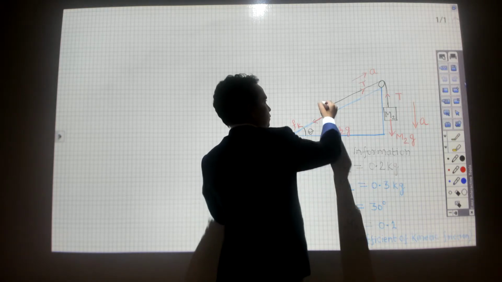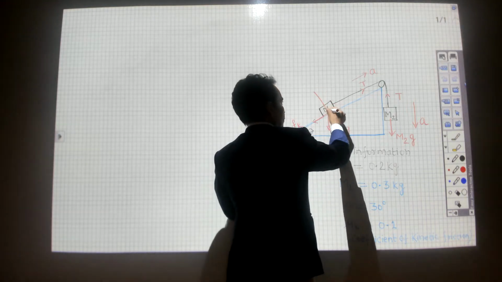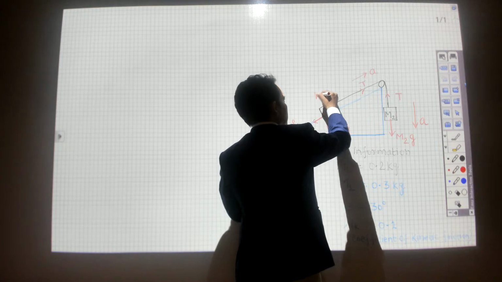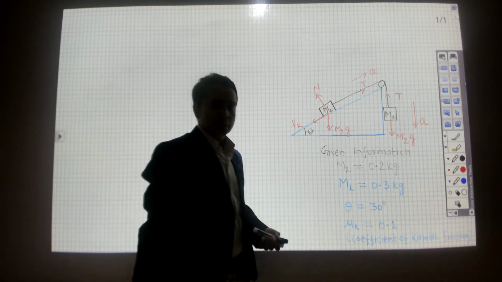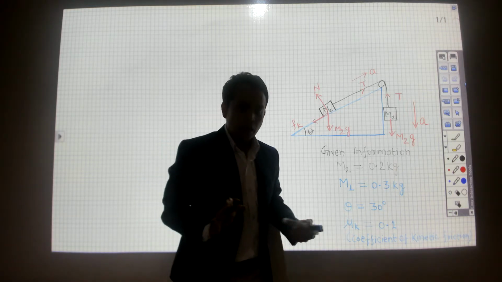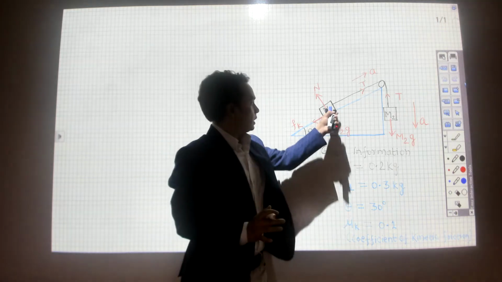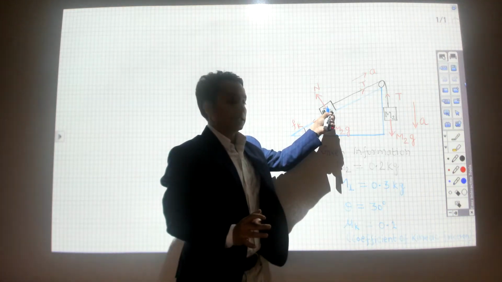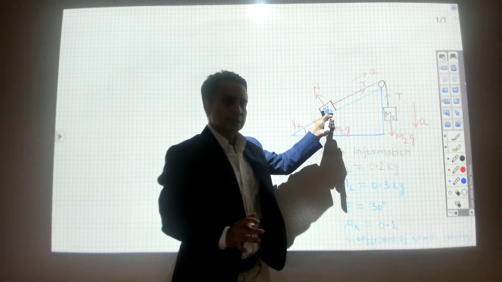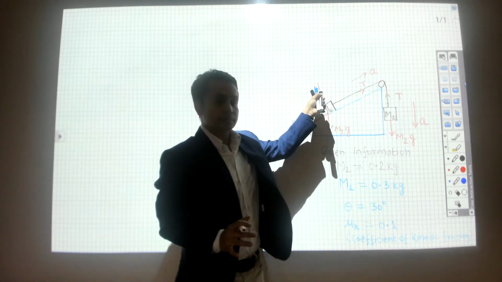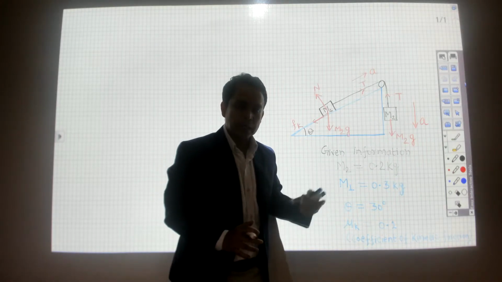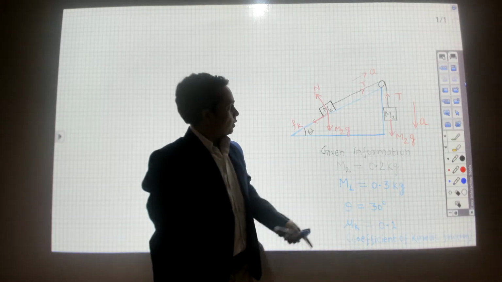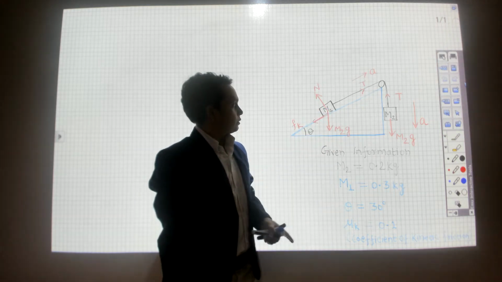And there is another force which is upward. This is called the normal force, which is denoted by N. The normal force is always perpendicular to the surface, and this object sits on an inclined plane, so perpendicular to the inclined plane is along this way. That's why it's called the normal force. So we found all the forces acting on the system.